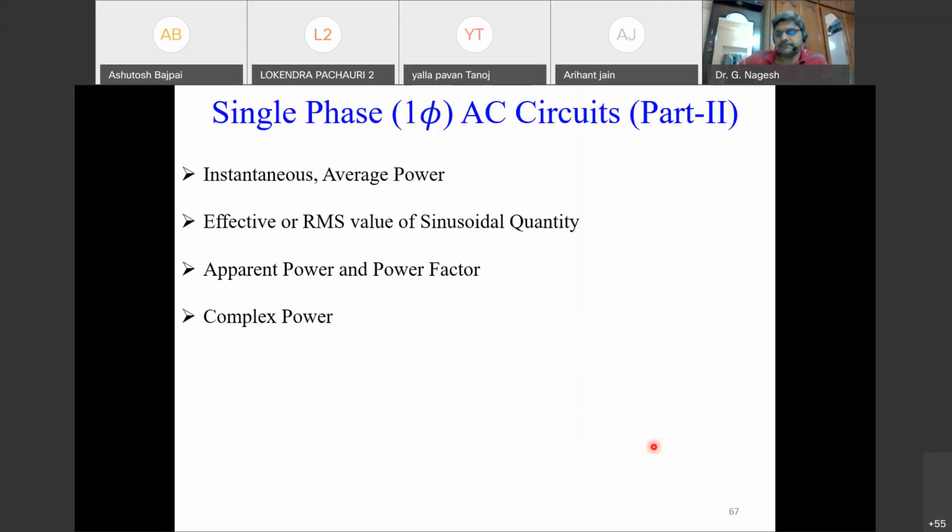and after that we will see what is called as complex power. Okay, since all currents and voltages are complex numbers, there is a chance that power can also be complex, right? So what is that complex power? That thing also we will discuss in part 2 of AC circuits. Okay, so we will go through that now.